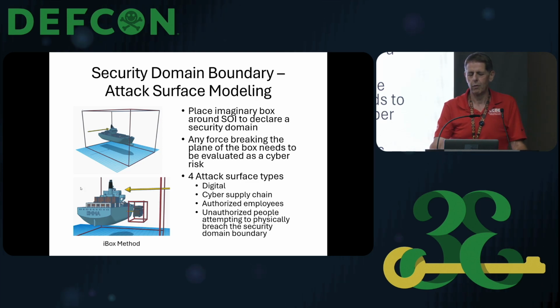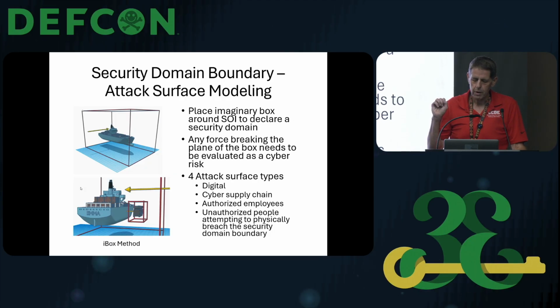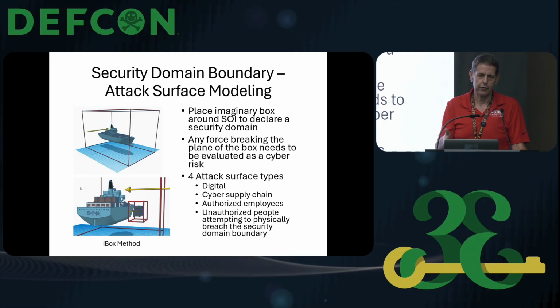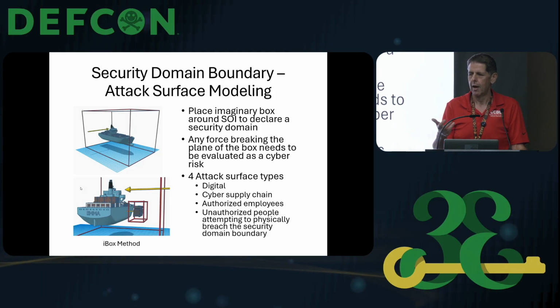And there's like 4 types of attack vectors, whether it's the digital cable breaking through the plane, or RF energy breaking the plane. You can look at the cyber supply chain, Trojan horse attack, what gets delivered to the vessel. You have authorized people on the vessel that can fall prey to social engineering attacks. And then you have unauthorized people trying to break through the security domain boundary.